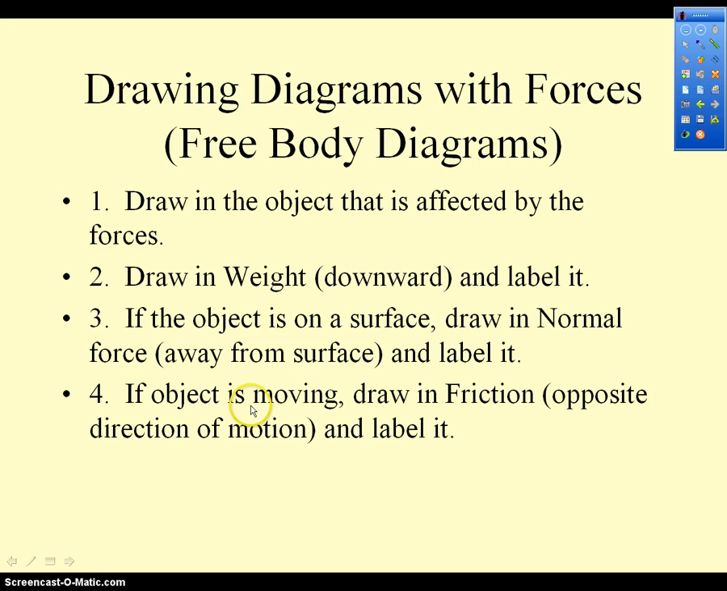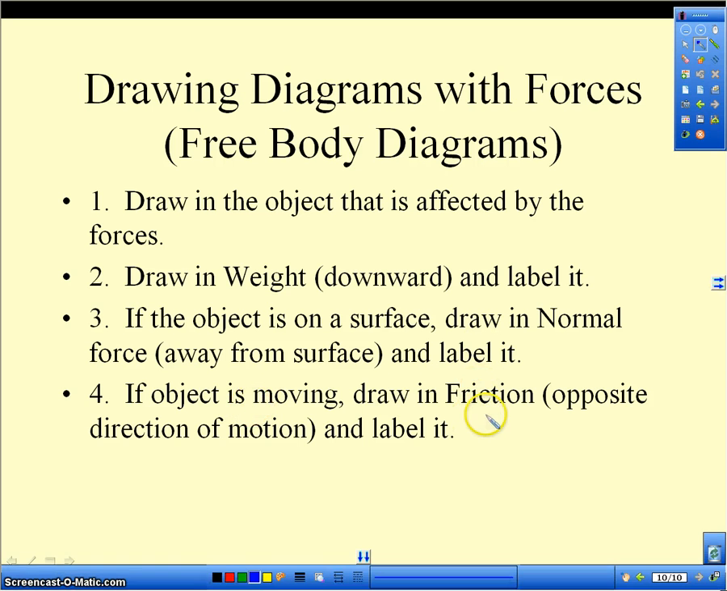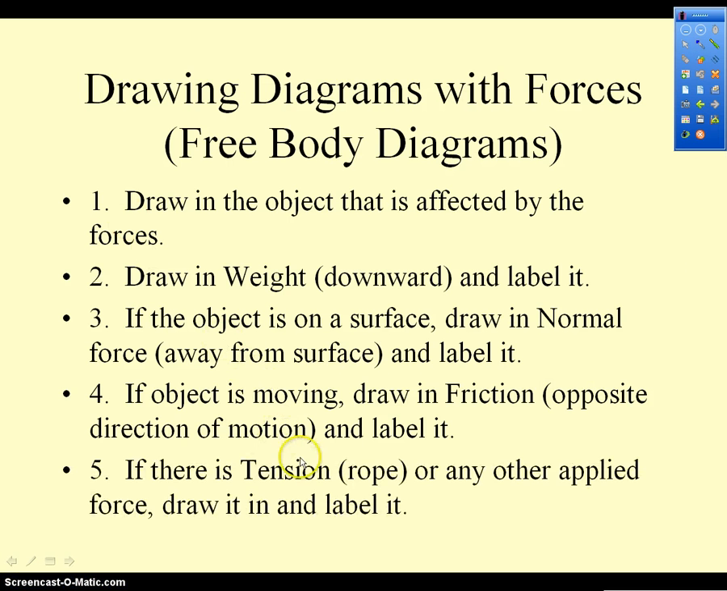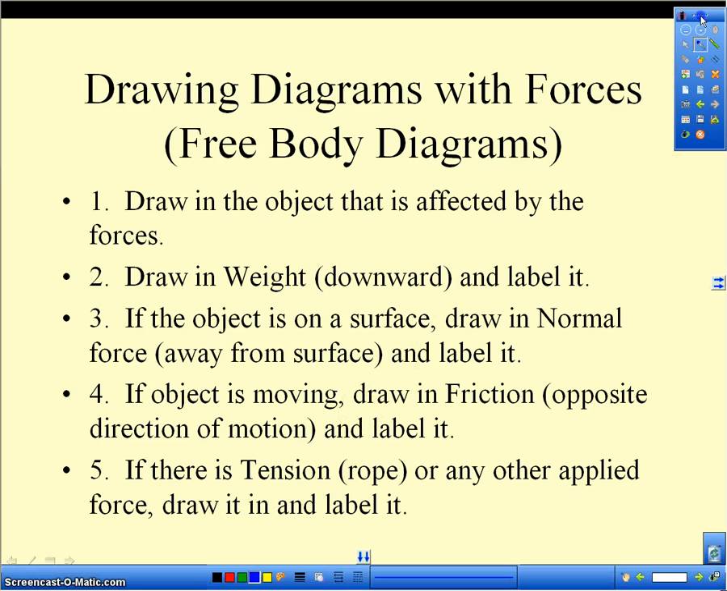If the object is moving, you're going to draw in friction opposite to the direction of motion, and you'll label it lowercase f. So if the object's moving to the right, friction would be to the left. If the object's moving up, friction would be down. So if there's any sort of friction surface, you're going to label that. If there's a tension in a rope, then you're going to label that. If there's a tension or any other applied force, you're going to draw that in and label it. The tensions you're going to label with capital T. Other applied forces will just be F-apps.